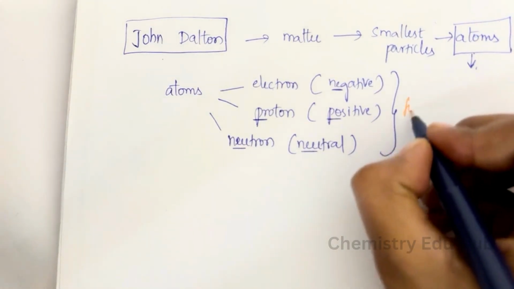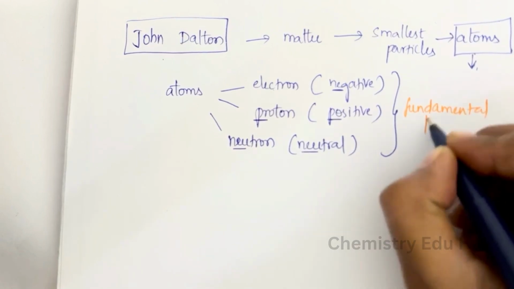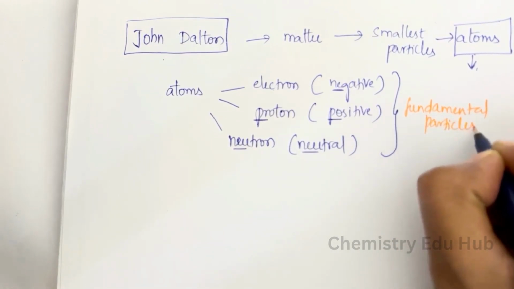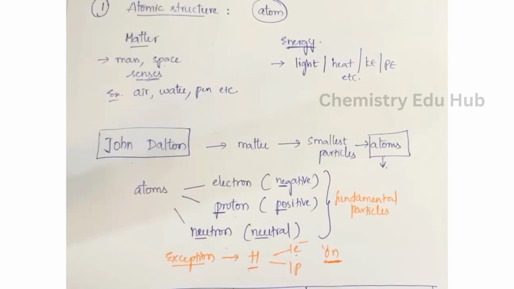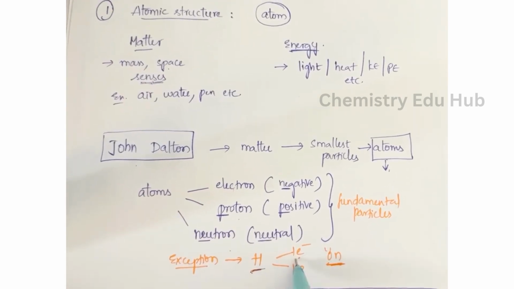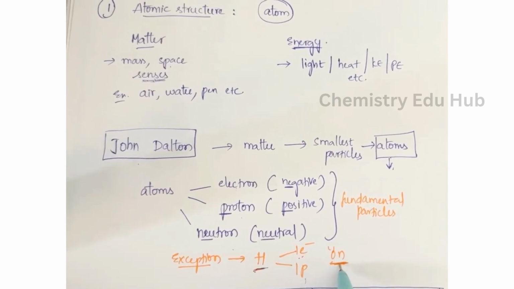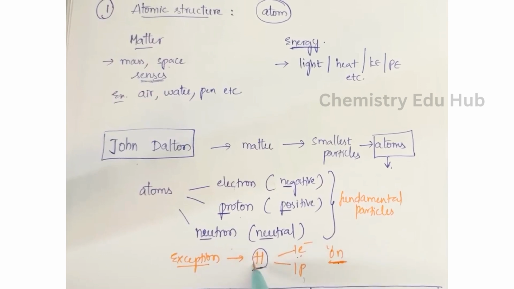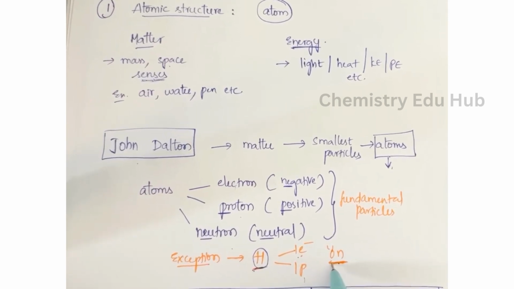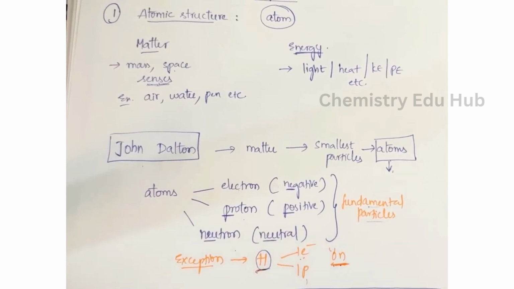These are considered to be the fundamental particles of matter, which means they are present in every atom. The exception is hydrogen, which has 1 electron, 1 proton and 0 neutrons. So hydrogen is the only atom which has no neutrons in it, but all the rest of the atoms have all the fundamental particles.